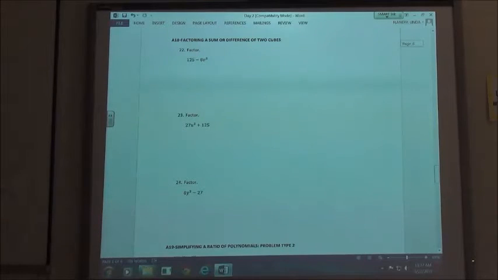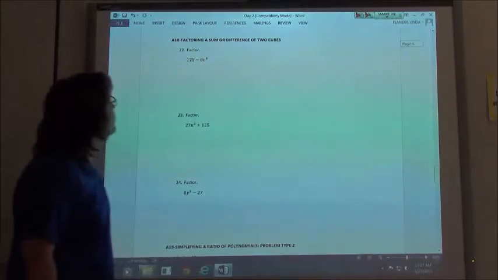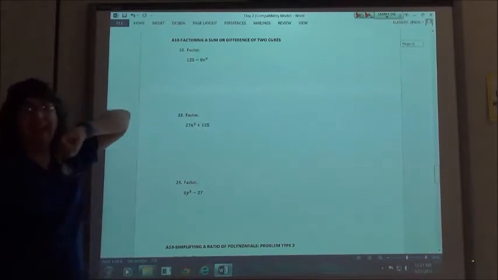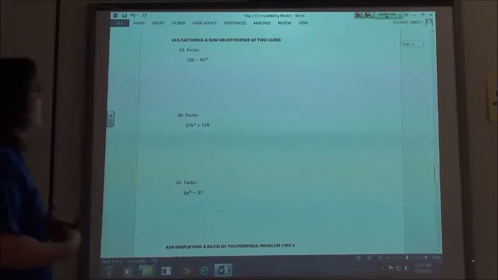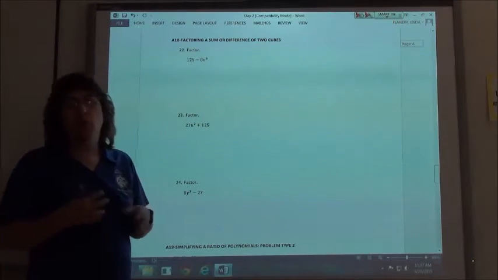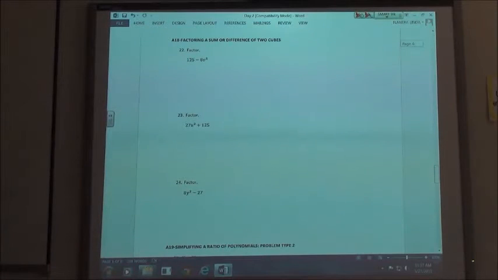The next three are factoring the sum or difference of cubes. Again, this is one I would probably go to the resources, look for A18, and print out the formula. On ALEKS, they do have the formula, but they don't really explain it. And so here's what we do when we factor cubes.